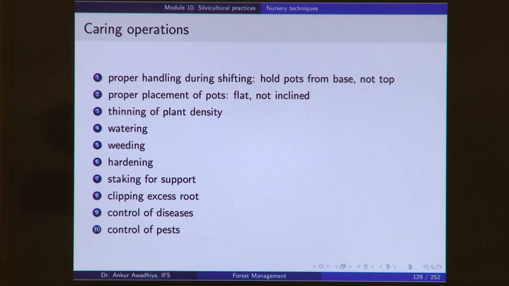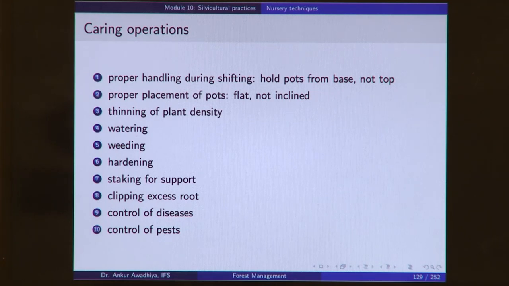But then once you shift these plants out in the field in a forest area, there is nobody to take care of them. So, if there is a sudden shift between, say, watering every day versus getting water only in the rainy season, then there is a good possibility that the plants might not be able to tolerate this sudden shift and there will be a large scale mortality. Now, to avoid that, you need to harden the plants.